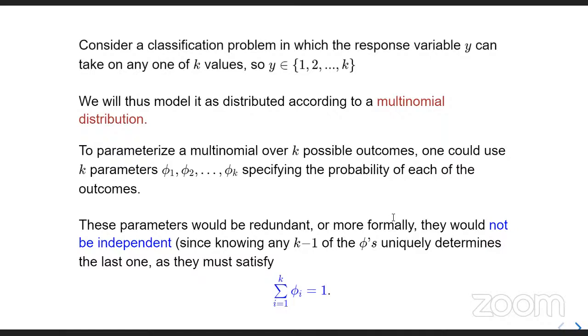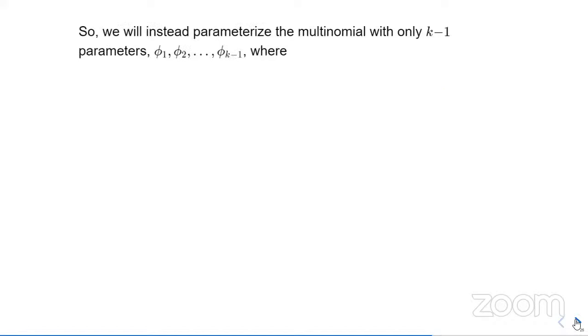As the probabilities sum to 1, rather than k parameters there are only k minus 1 parameters, because ultimately the sum is 1. The last parameter you can say is 1 minus the summation over phi_i, i varying from 1 to k minus 1. So there are a total of k minus 1 parameters for this distribution.